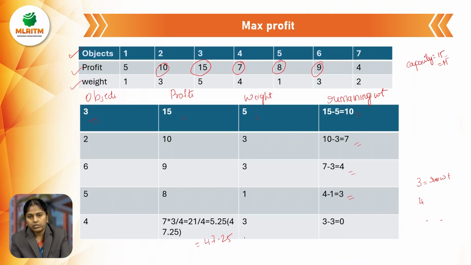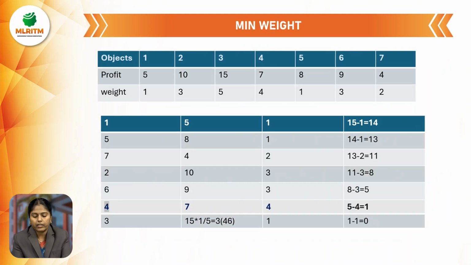See, the next approach in the fractional knapsack is also there. The next approach is nothing but the minimum weight. In the minimum weight we have to consider the weights. What are the minimum weights that we are going to consider in this fractional knapsack problem? This is the table of objects, profits and weights. The same problem has been taken. In that problem only I am going to calculate the minimum weight.